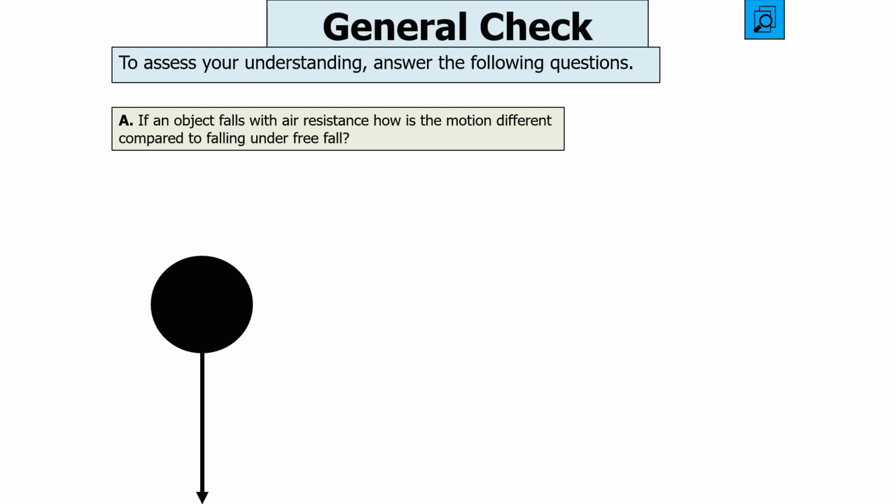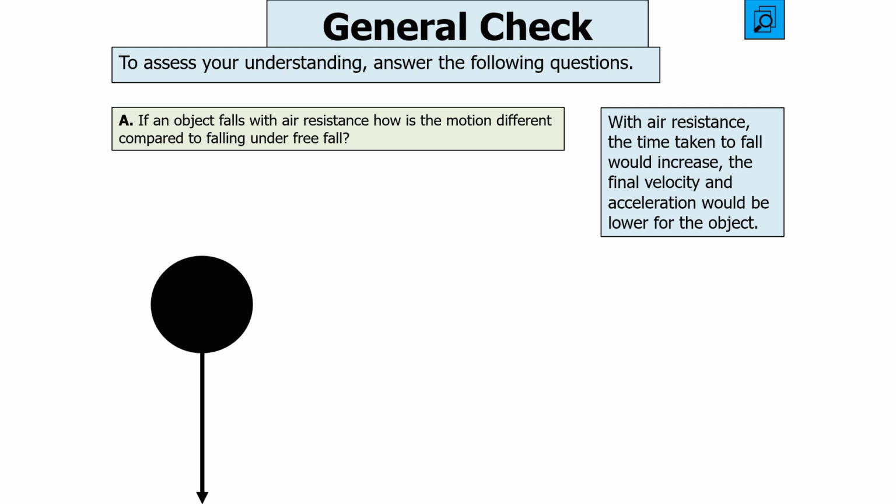If an object falls with air resistance, how is its motion different compared to falling under free fall? So pause the video now, then unpause the video when you want to go through your answer. With air resistance, the time taken to fall would increase, and the final velocity and acceleration will be lower for the object.